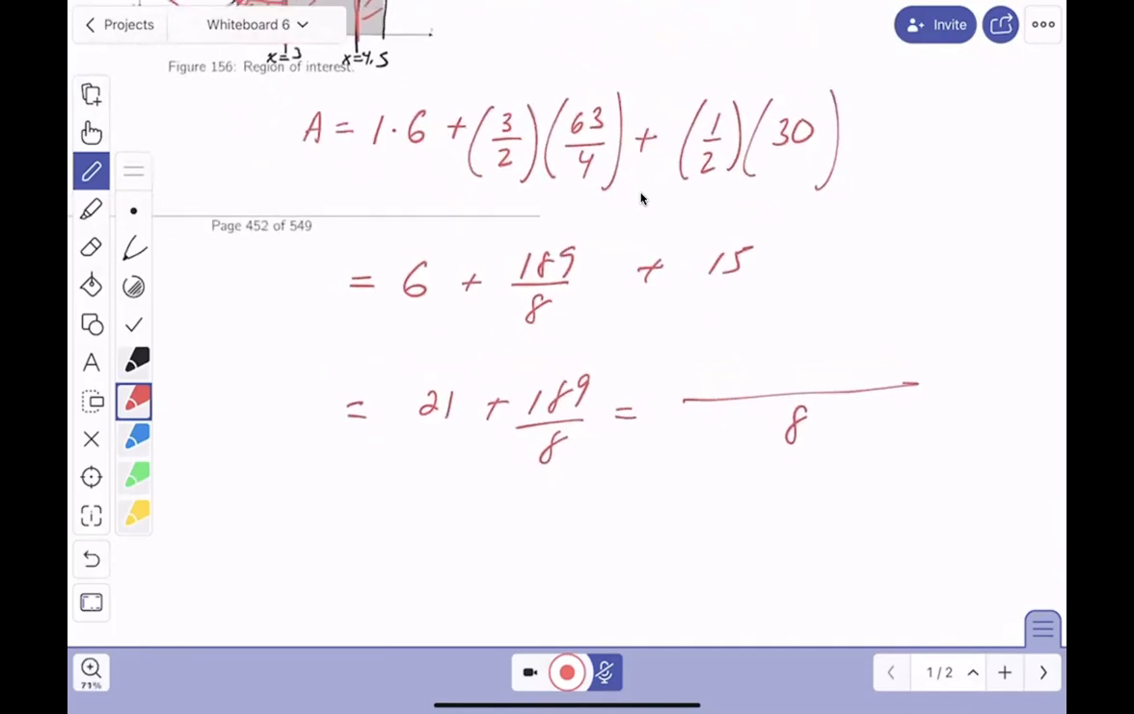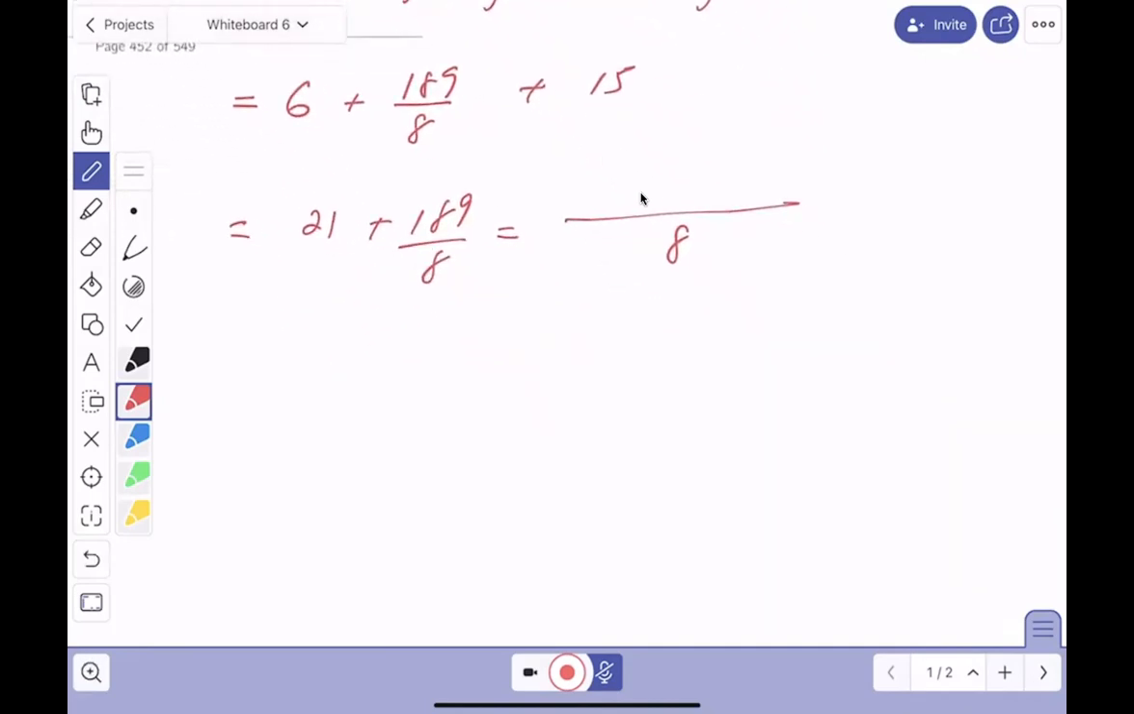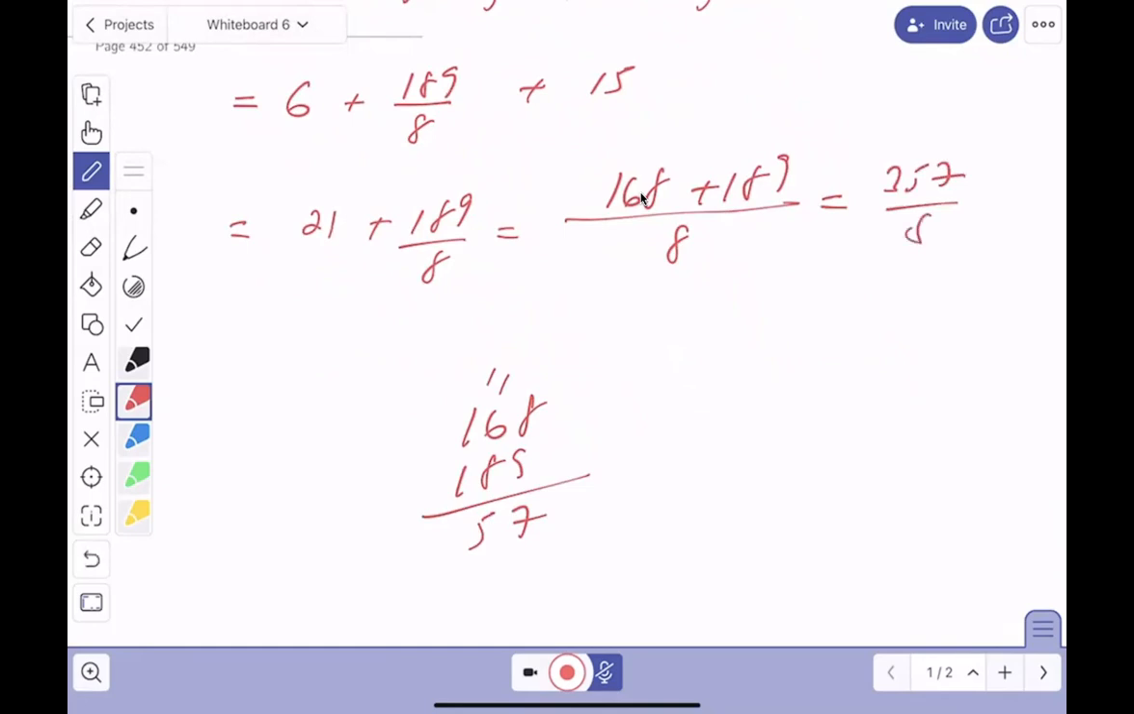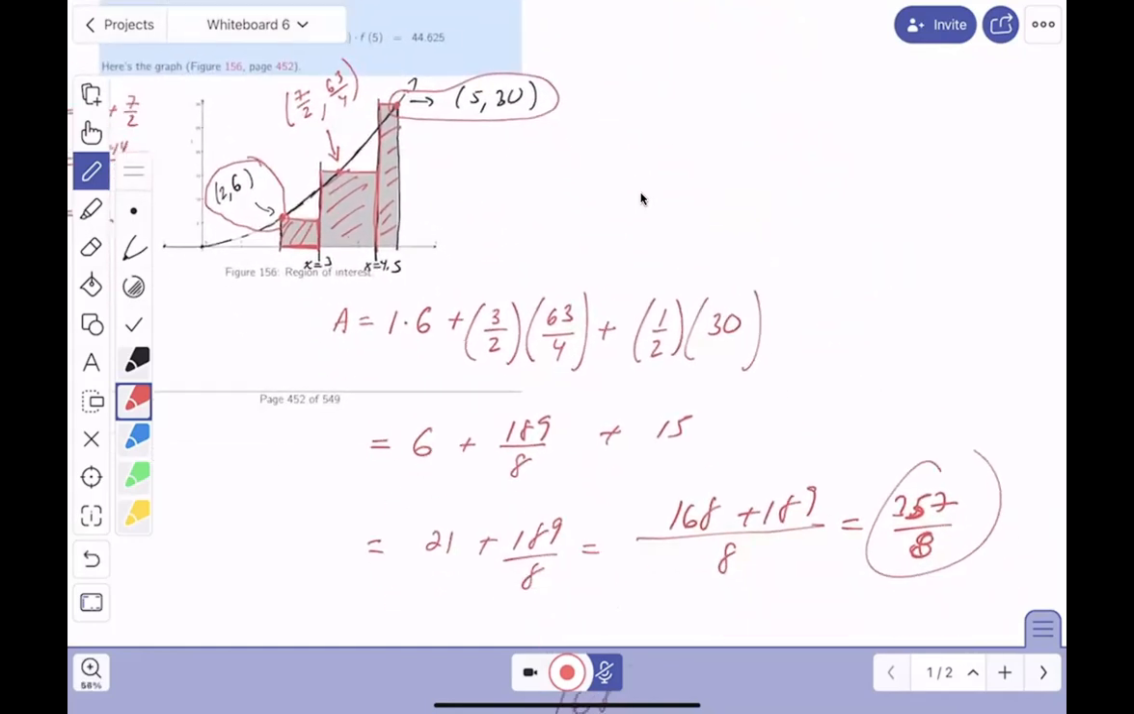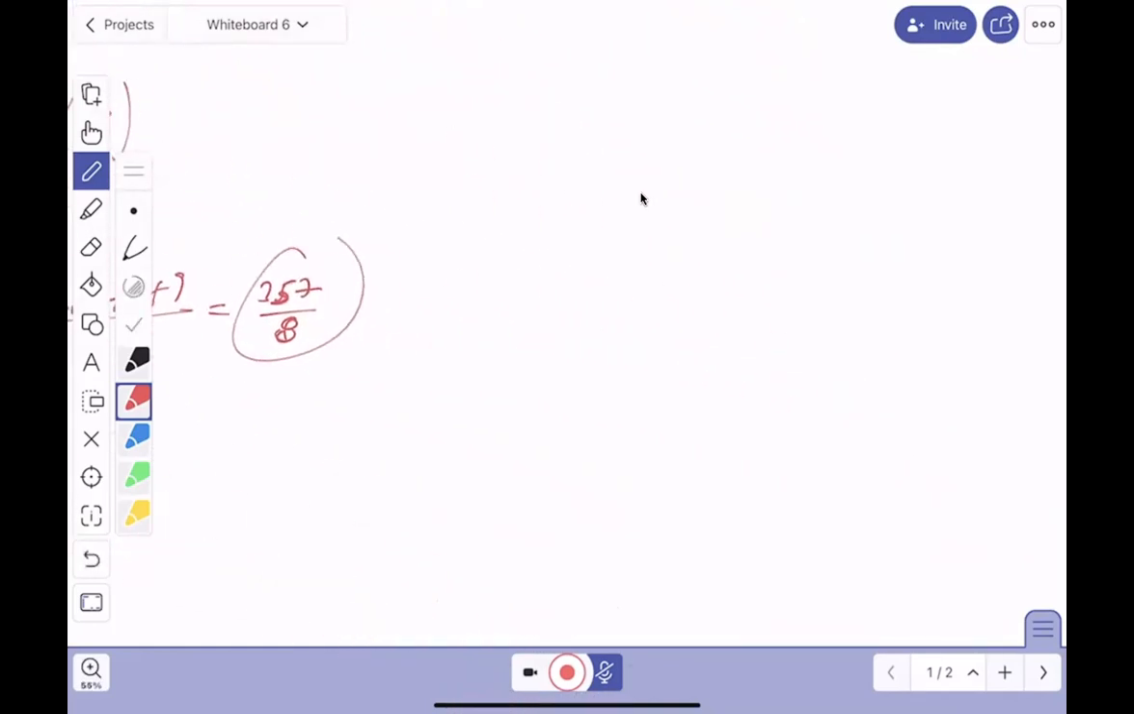Yes, mistakes can happen, by the way. What's 8 times 21? 168. Plus 189. I'll write this down for you. 168, 189. That's 357. All right, let's take a look at our key. We don't have to write a decimal down. 357 over 8.